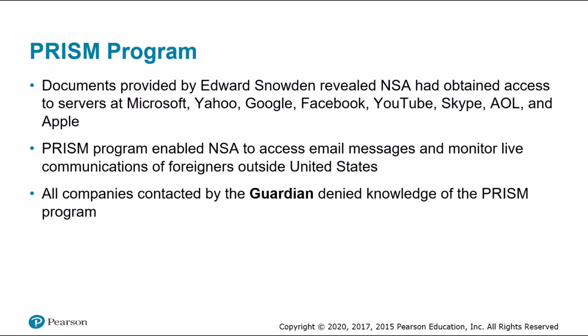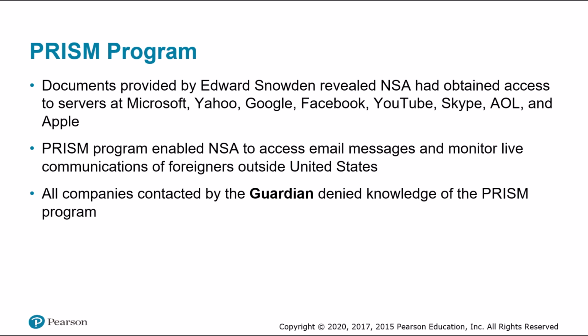The secret program, called PRISM, enables the NSA to access stored information such as email messages and monitor live communications such as Skype and Paltalk conversations without first obtaining search warrants, when the NSA had a reasonable suspicion that the person being investigated is a foreigner outside the United States.